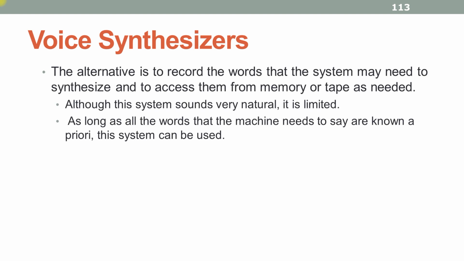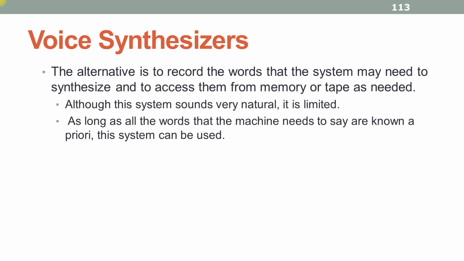Then the second method is to record the words that the system may need to synthesize and access them from memory as needed. Here our commands or sound signals are recorded into the system, either in a memory device or on tape, and by playing them back it can produce the voice. So here we use natural sounds. The system sounds very natural. The drawback is that it's very limited, depending upon the memory size of the device.